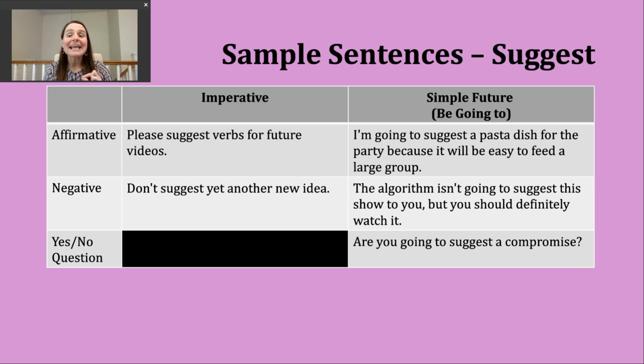Now, if we want to make a negative simple future sentence using be going to, again, I start with my subject. I use the present form of be that matches the subject. Then I use not. Then I follow with going to and the base verb. You can see that in my example here. The algorithm isn't going to suggest this show to you, but you should definitely watch it.